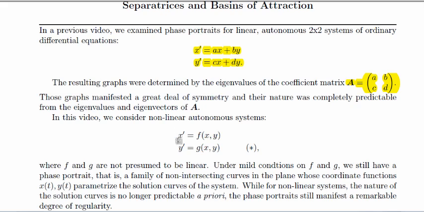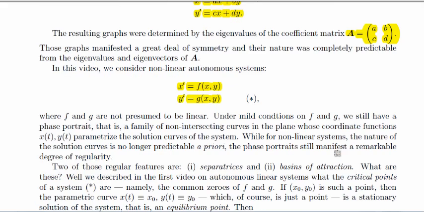So here's a nonlinear system. F and G are not presumed to be linear functions. Now, under relatively mild conditions on F and G, we still have a phase portrait. That is, a family of non-intersecting curves in the plane whose coordinate functions, x of t and y of t, parameterize the solution curves of the system.